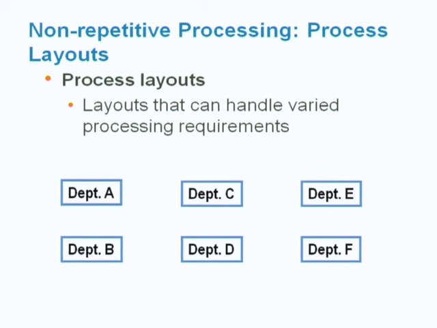You can see we have 6 departments: A, B, C, D, E, and F. The concept of process layout is that we put similar machines in the same department. For example, in Department A, we put only cutting machines. Department B, we put only washing machines. Department C, we put only labeling machines, and so on.